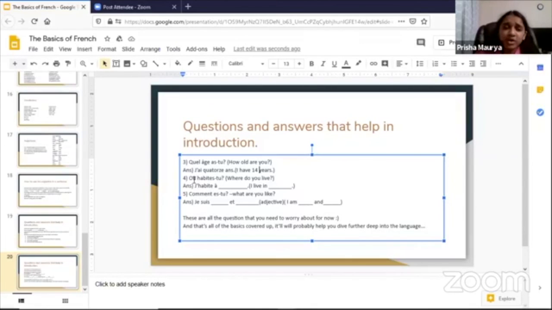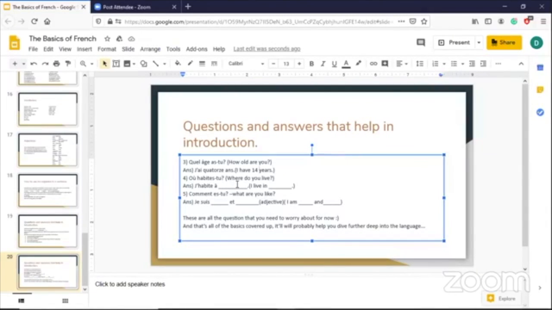So the fourth one is où habites-tu? It's where do you live? Où habites-tu is how you would ask someone where they live, which is in the name. So the answer to that would be j'habite à, and then you would say a place, any place.